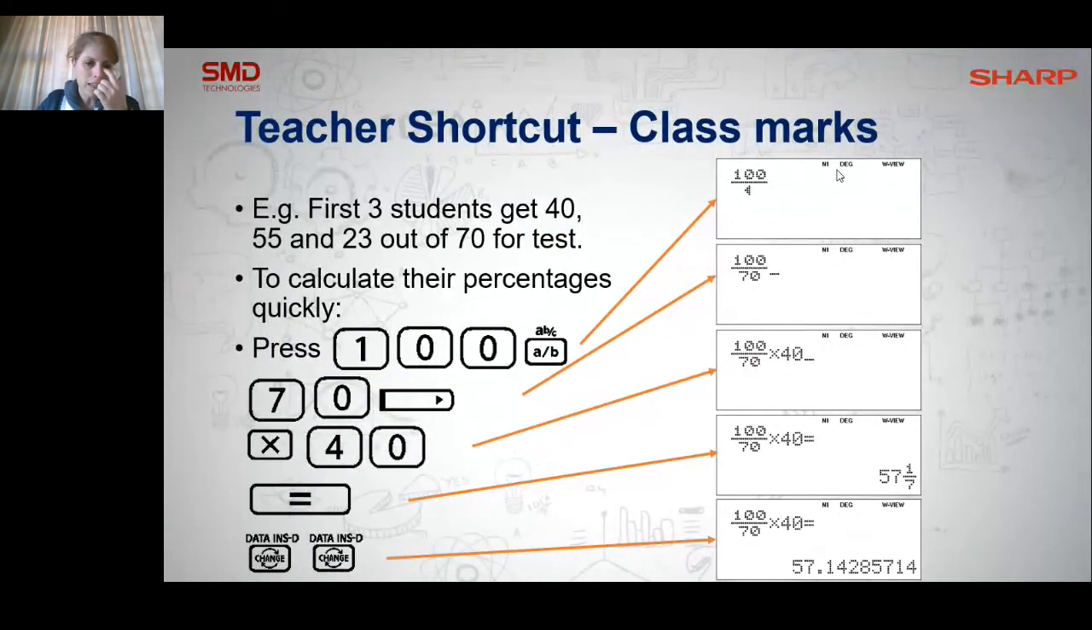So the first thing that I want to show you is a teacher shortcut for class marks. And I'm actually going to do this on, I'm switching here. This is a new platform for me, so forgive me. Awesome. Okay, so I'm going to share my calculator, which is now, there we go. Here it is. So here's the calculator.